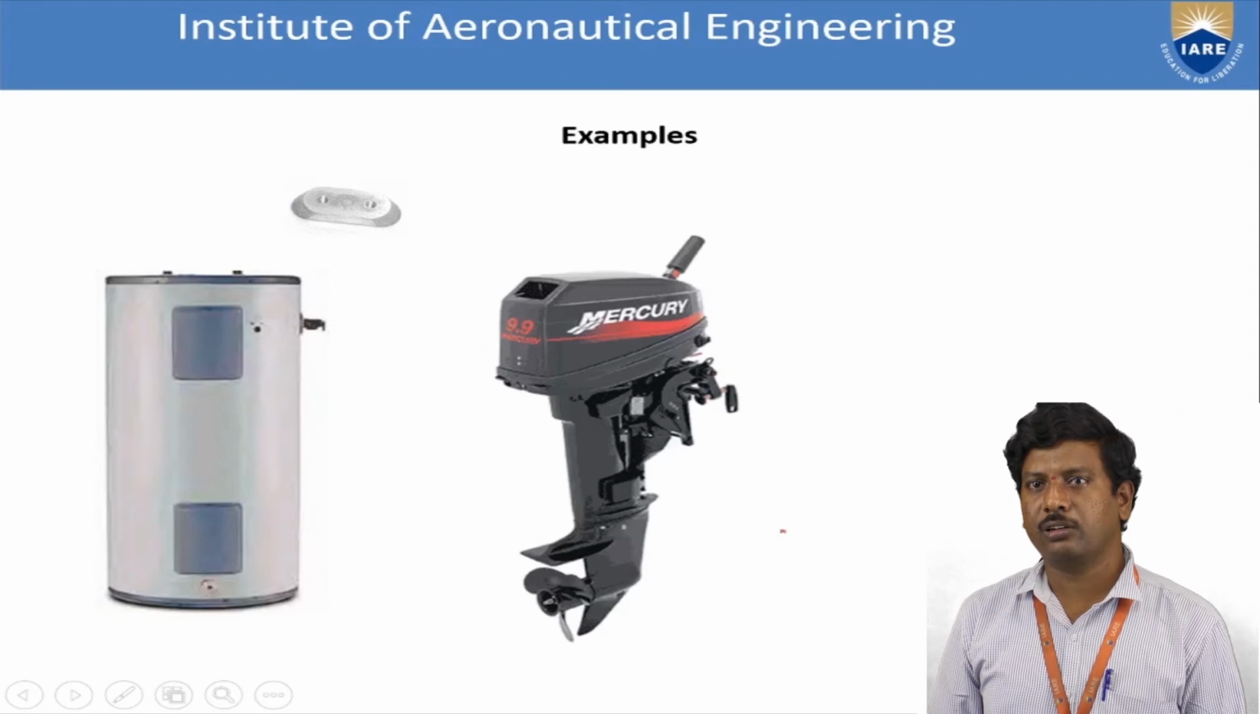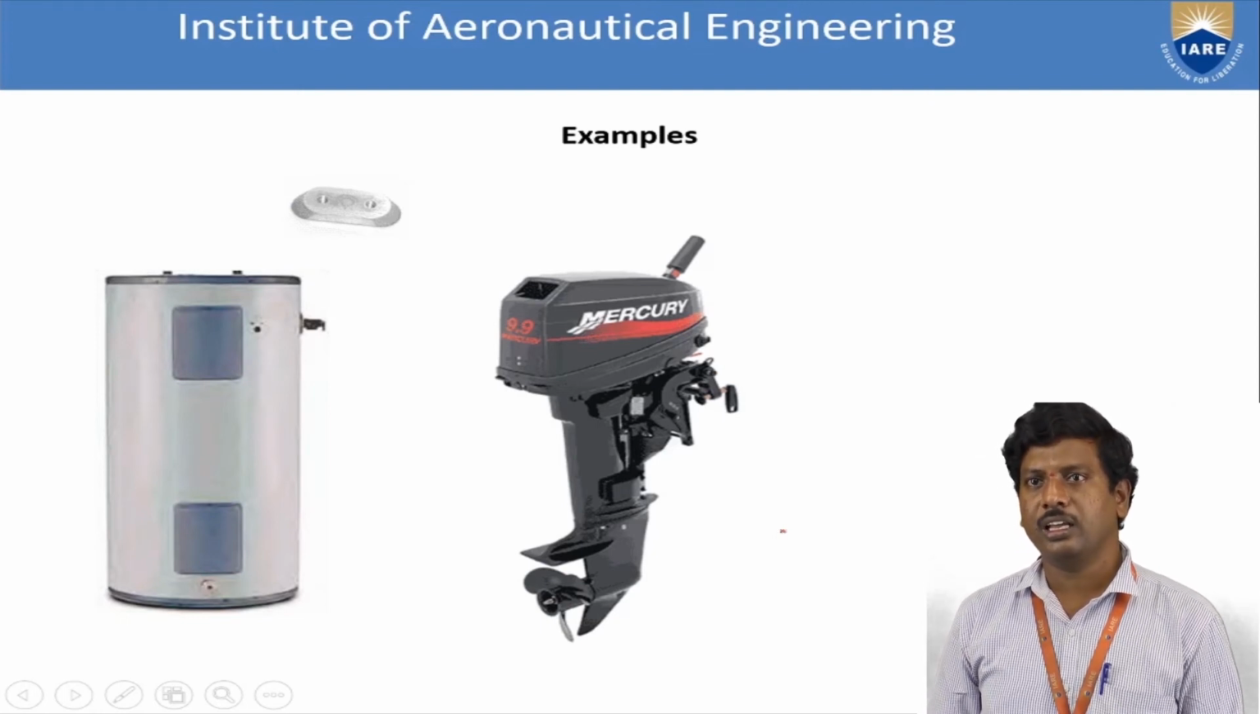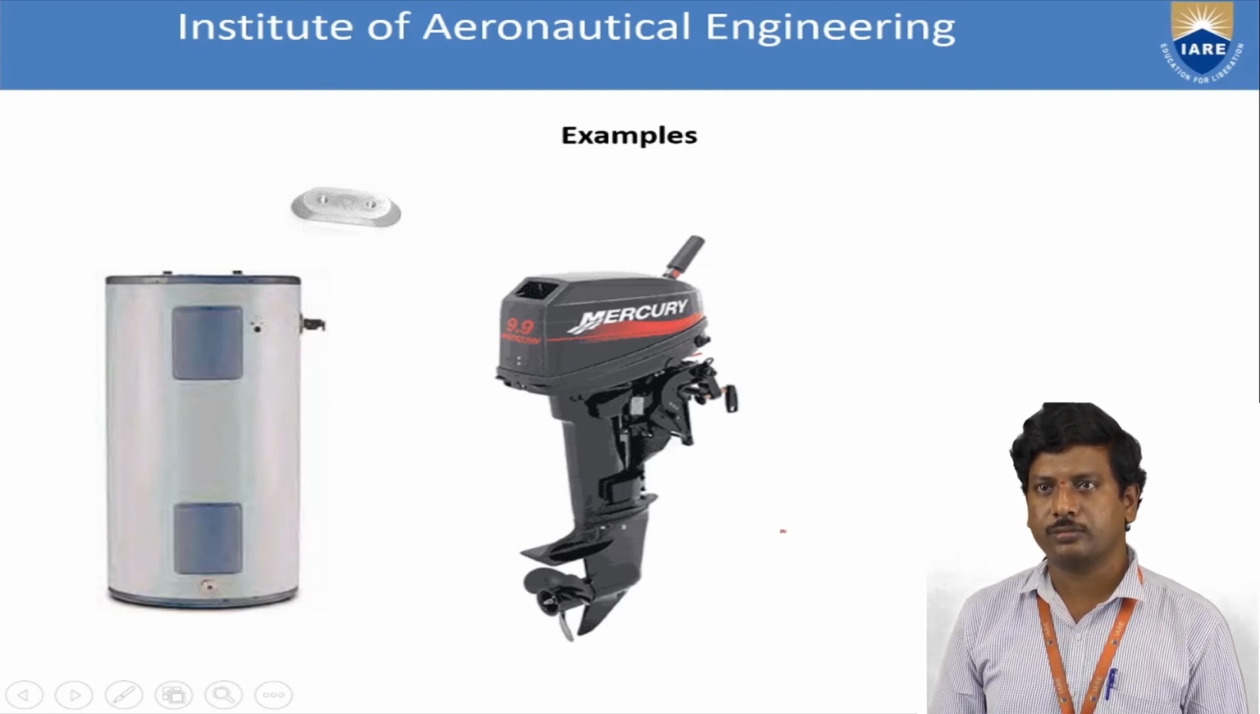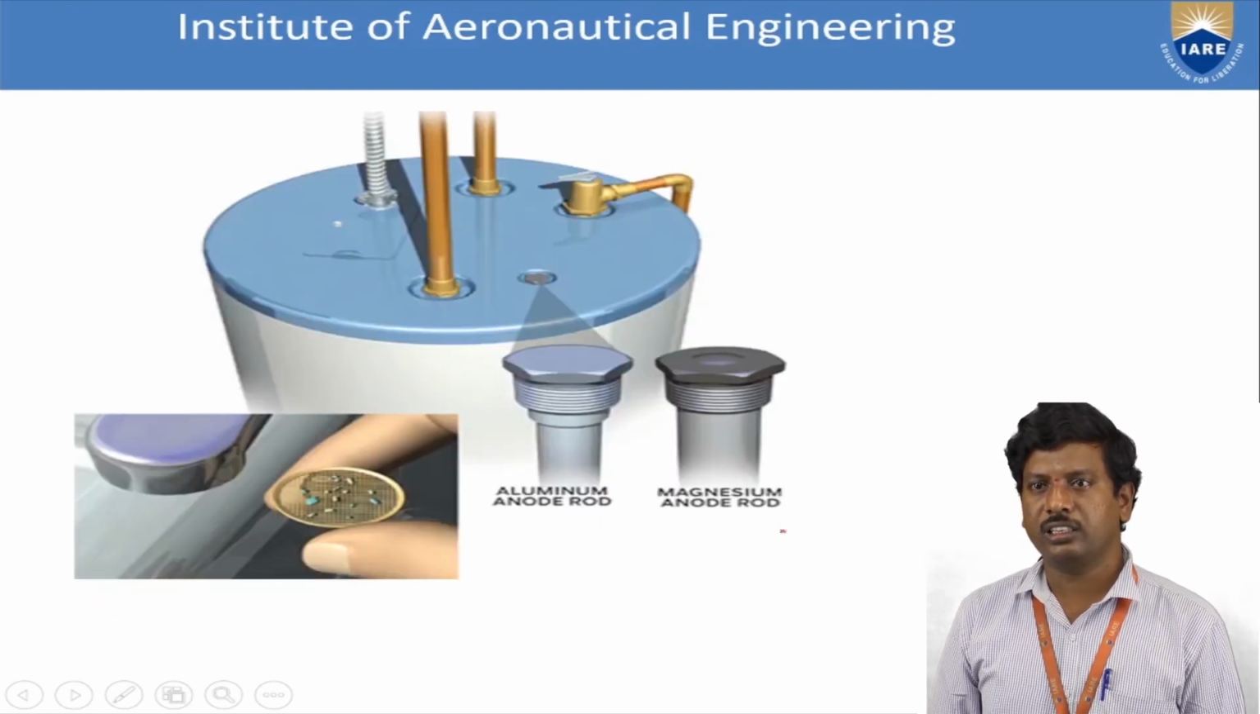This type of corrosion is observed in the following examples: internal boilers and heaters. It is also seen in aluminum anode rods and magnesium anode rods. In the case of the magnesium anode rod, it rapidly undergoes corrosion and the color changes on the top of the rod, compared to the aluminum anode rod.